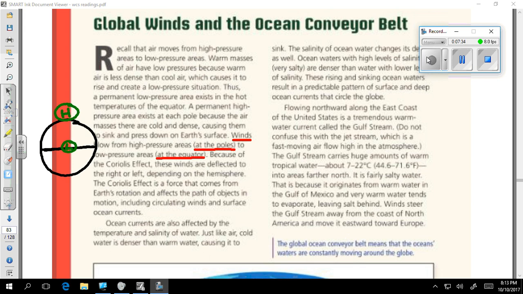Also remember that air goes from high pressure to low pressure. And so you would think that the air would go from the poles straight down to the low pressure at the equator. But that's not true this time. Because the Earth is rotating, it's causing the wind, when it's coming down, to curve to the left in the northern hemisphere and curve to the right in the southern hemisphere. And this is called the Coriolis effect.